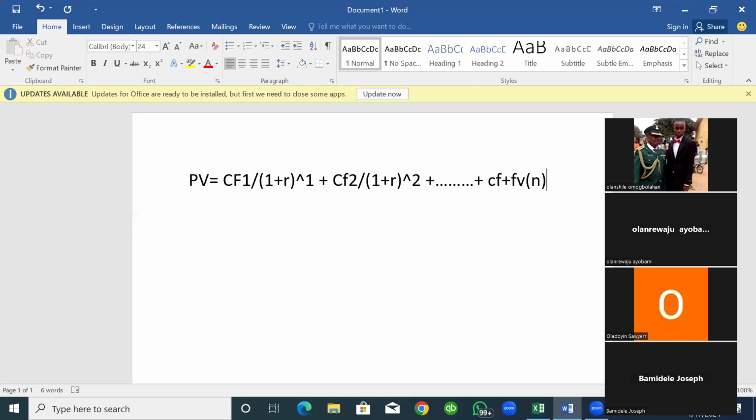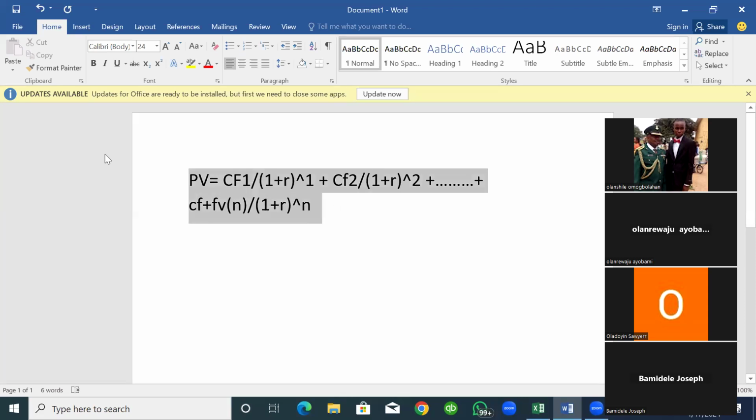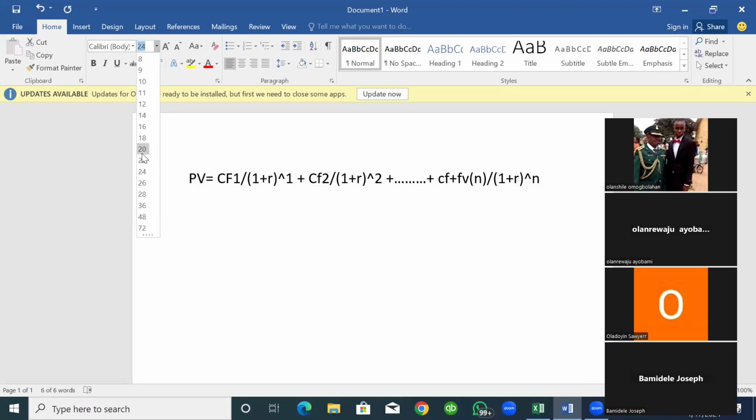Then this one now over the same thing, 1 plus R raised to power N. This is the end of the formula. Okay, this works. So please, do you understand this formula? Before I even go on, because the next one is I will just drop the question, then we'll move on from there. Please, do you understand this?